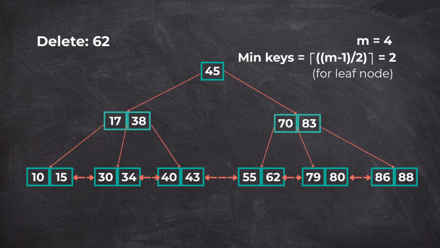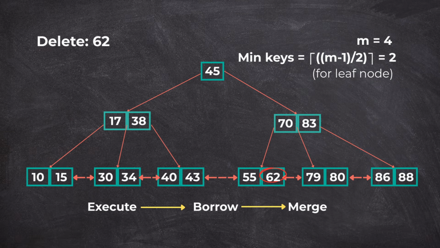First, we search for it. We start from the root, follow the path to the right of 45, then to the left of 70, and we find 62 in the leaf node that contains 55, 62. Before we delete, here's the rule. We delete first, then if the node underflows, we try borrowing from a sibling. If borrowing isn't possible, we merge.